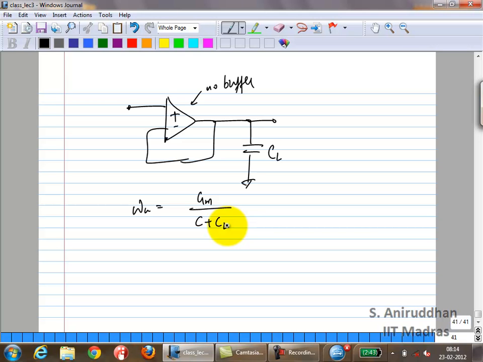Is that right? Inside the op amp you have one C. It used to be GM over C, but now you have a CL, so it's GM over CL. Okay? What is the DC gain? It's the same. GM by G naught. Correct? So if you don't have a buffer, there is no problem driving a capacitive load. There is no major problem. Of course your omega U changes, but you don't have any change in DC gain. Okay?